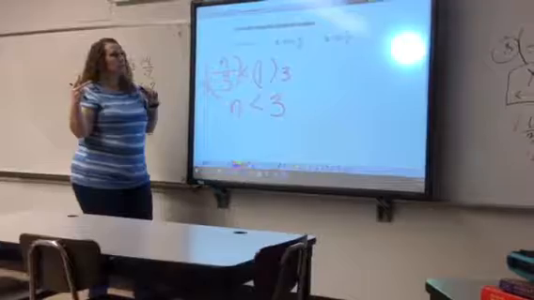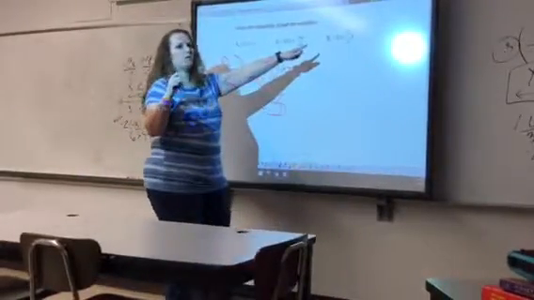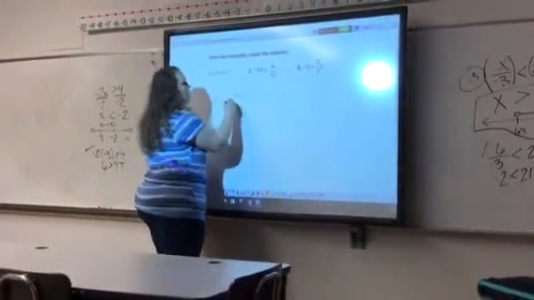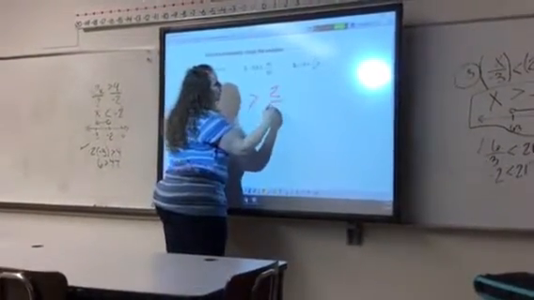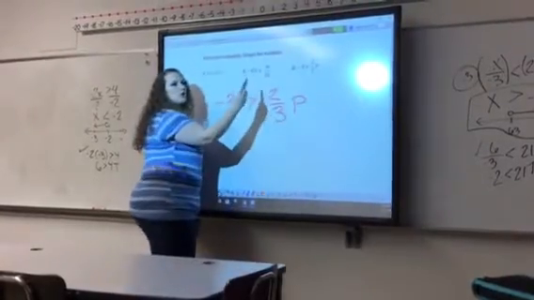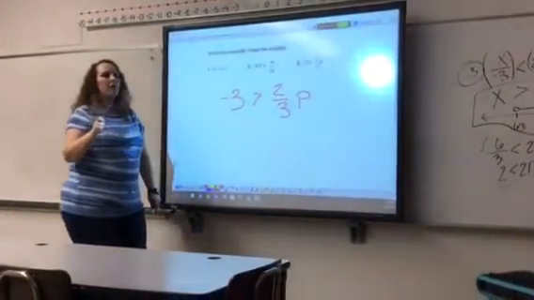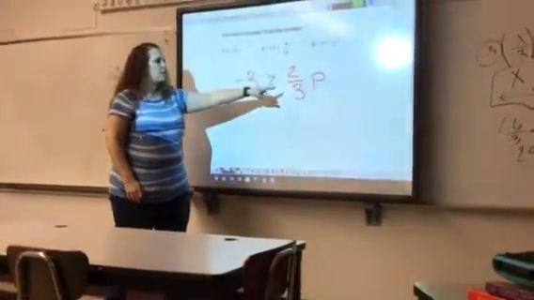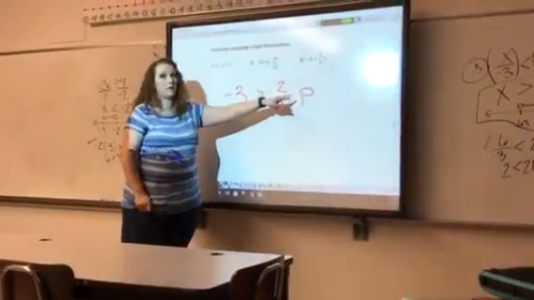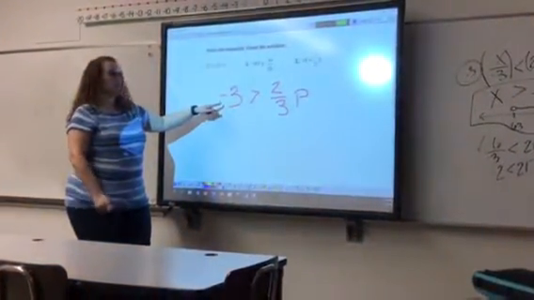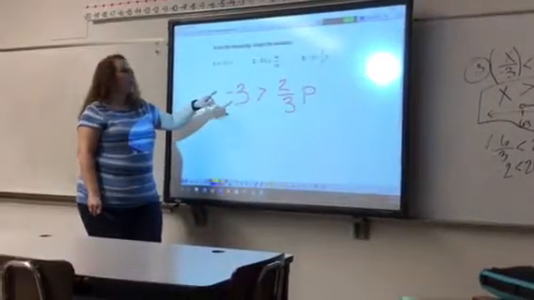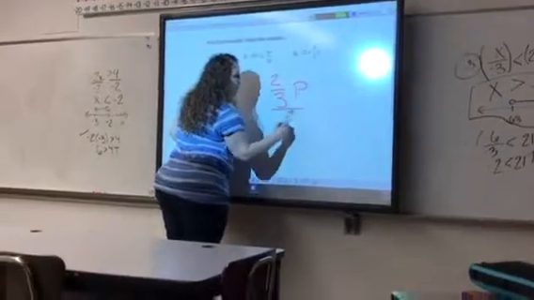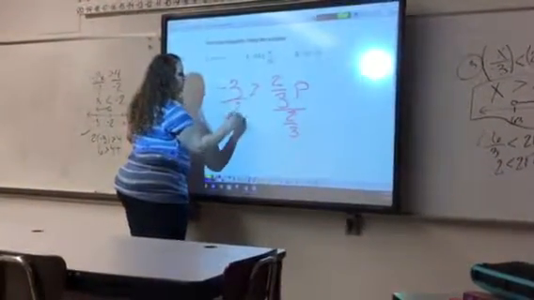All right. What about this one over here that's a fraction? Do we need to do that one? Yes. Okay, that says negative 3 is greater than 2/3 p. This is 2/3 times p. You've got a couple options. You can multiply everything by 3 to get rid of the denominator, and then you would have 2p over here, and negative 9 over here. And then you can divide by 2. Or you could just divide by 2/3. I don't care which one you do. It's totally up to you.